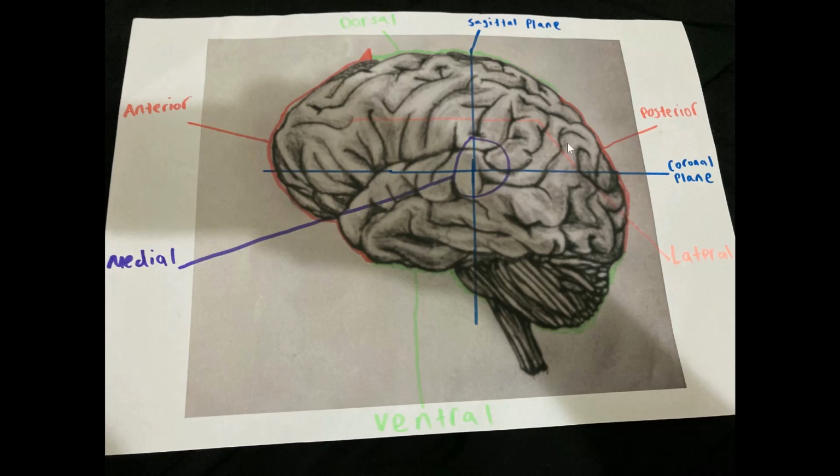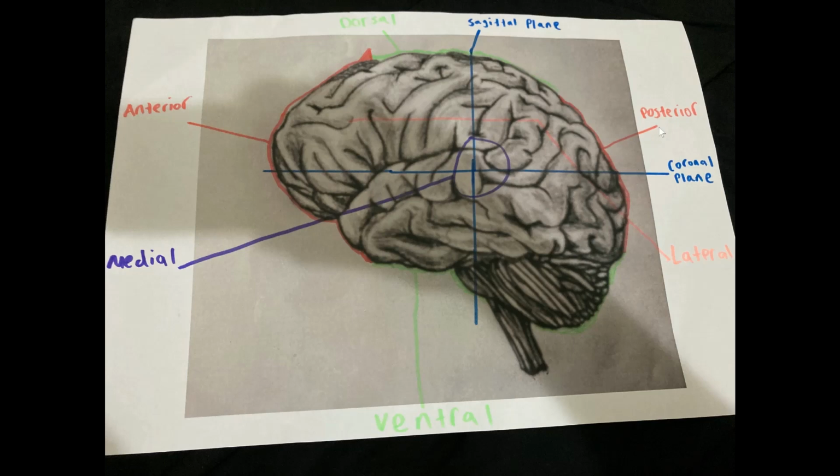Hello, so I'm going to explain the anatomical terminology used to reference the different areas of the brain. So firstly we have the sagittal plane, which draws a line straight down the middle of the brain, and then we have the coronal plane, which does the same thing across the brain.